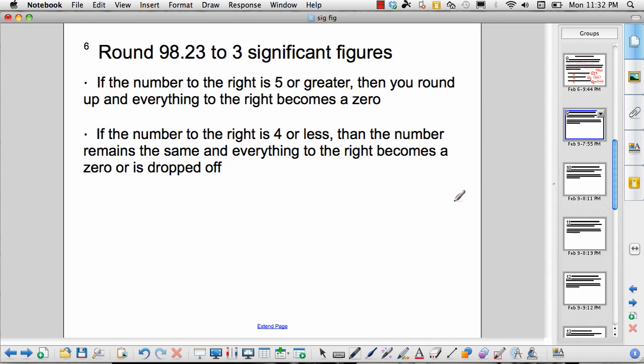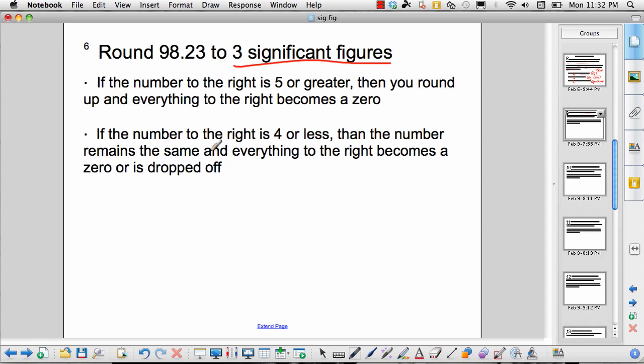Really the only difference with these problems is instead of it telling you that you're going to round to a specific place, it's going to tell you to round to a specific number of significant figures. We're going to follow our exact same rules that we had before, but when we're done rounding, we want to check our answer to make sure that it has the appropriate number of sig figs that they requested.